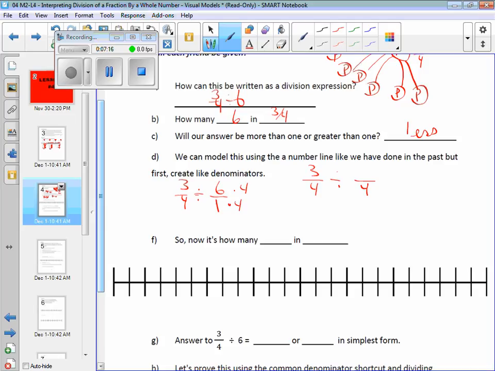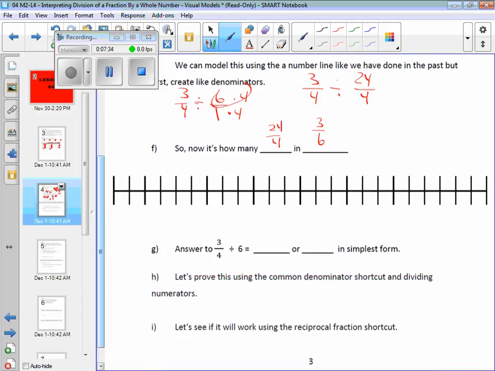Eric? Yes, 6 times 4 gives us 24. How many what and what? Eric? Okay, good, you remembered. Okay, now comes the numbering. 0, what's our first fraction? Then what?